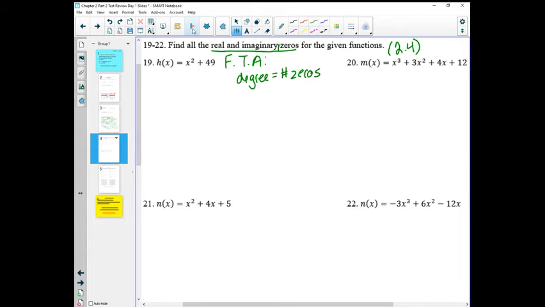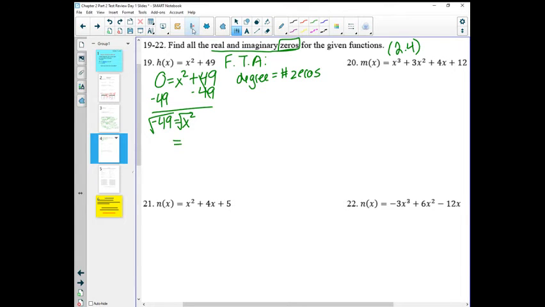To find the zeros, kind of like we did at the start of the test review, I'm going to set the function equal to 0. Now you'll notice that the right side is x squared plus 49. Since we can't factor it, we're just going to solve for x by moving 49 to the other side. Negative 49 is on the left, and x squared is on the right. To undo something that's squared, I'm going to take the square root of both sides.